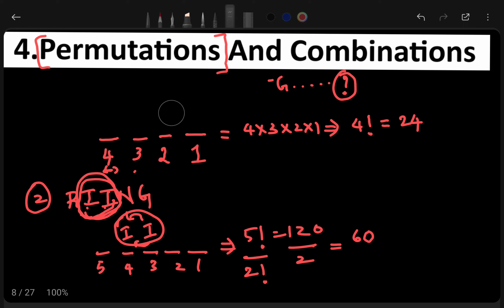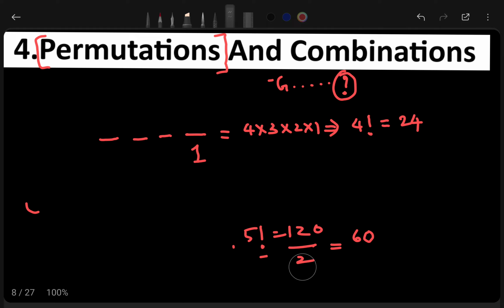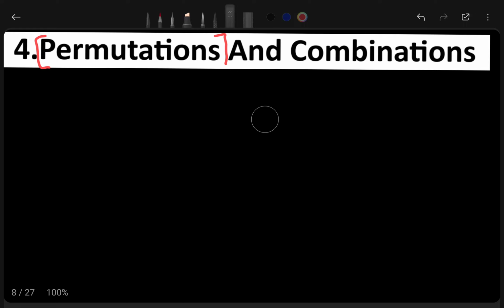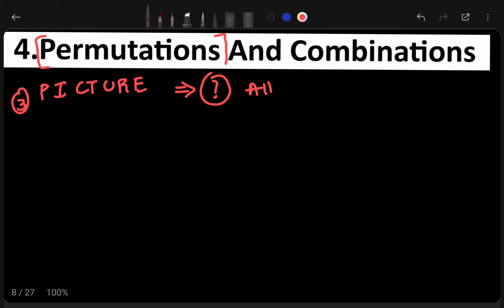Okay, now we shall go for one more thing. See, I think most of you know what are vowels and consonants. Vowels are A, E, I, O, U, and consonants are the remaining 21 alphabets. He will give a word, third type, picture. Assume picture. Okay, he will be saying how many words can be formed such that all vowels are together. Okay, all vowels are together.